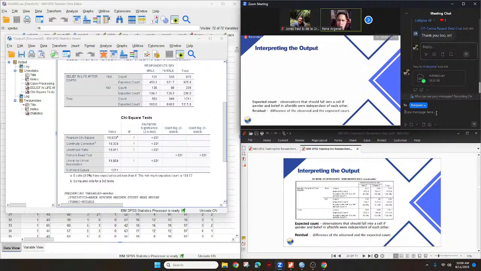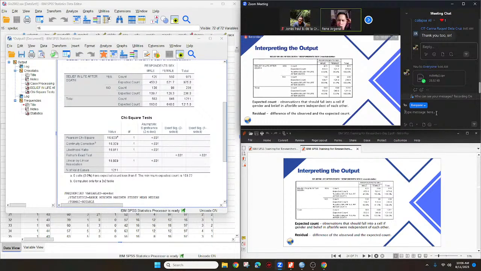So I believe that we have already interpreted the results. So you have the expected count. Manually, how do you compute for the expected count? That is the column total times row total divided by overall total. So it means that 563 times 975 divided by 1,211, that is 453.3.